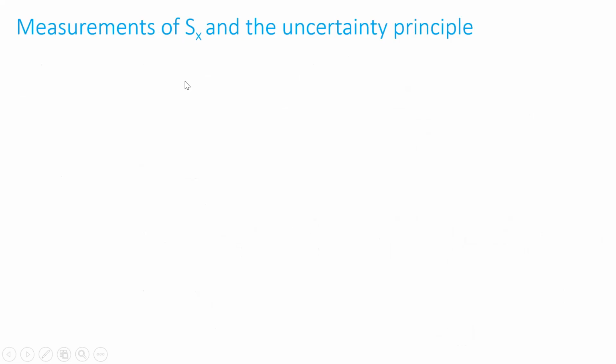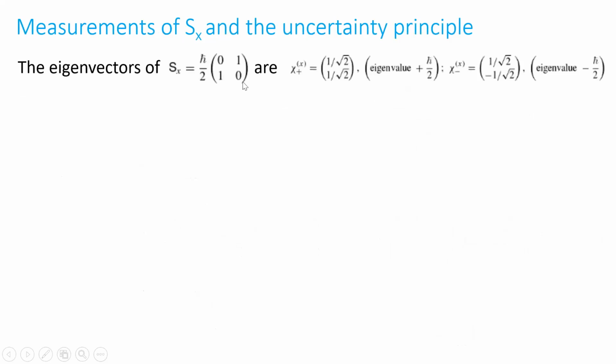All right. So we can measure Sz naturally. What about Sx? Well, Sx is an interesting case, and it brings up the uncertainty principle. It turns out if you do an eigenvalue problem, the eigenvectors of Sx, which is this matrix here, which we just looked at, with ones on the off diagonal, if you find the eigenvalues, the eigenvalues are the same as the eigenvalues for Sz, plus h bar over 2 and minus h bar over 2.